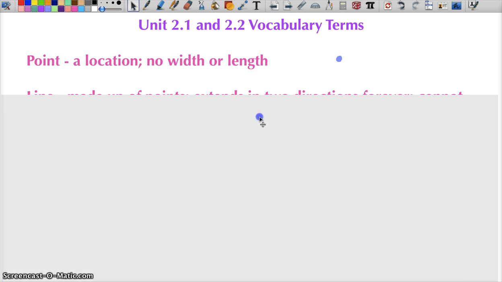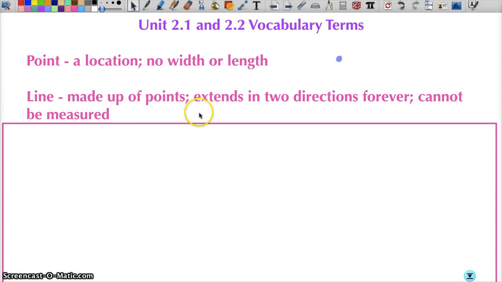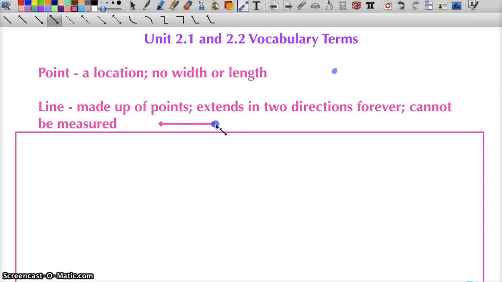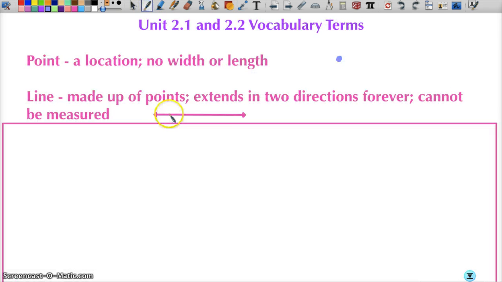All right, moving on, we have a line. A line is made up of points. If I have a whole bunch of points in a row, I can draw a line through them. Actually, what will be even easier is if I just draw the line first. So here's our line, and then there are just millions and millions of little points on here depending on what size you make them. And you'll notice that it extends in both directions forever. It never stops going. We just throw the arrows on there to show that it doesn't stop going, because otherwise we'd never be able to draw it. And a line cannot be measured because it never stops going on.